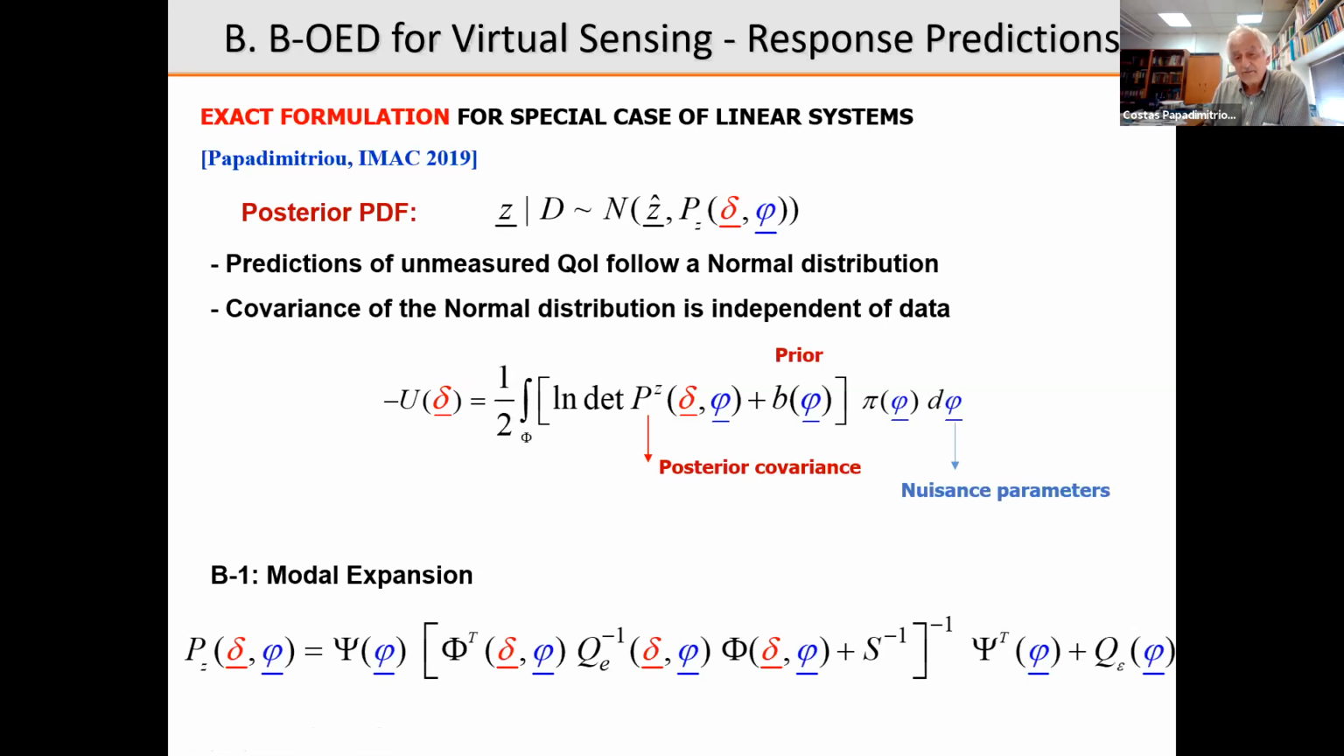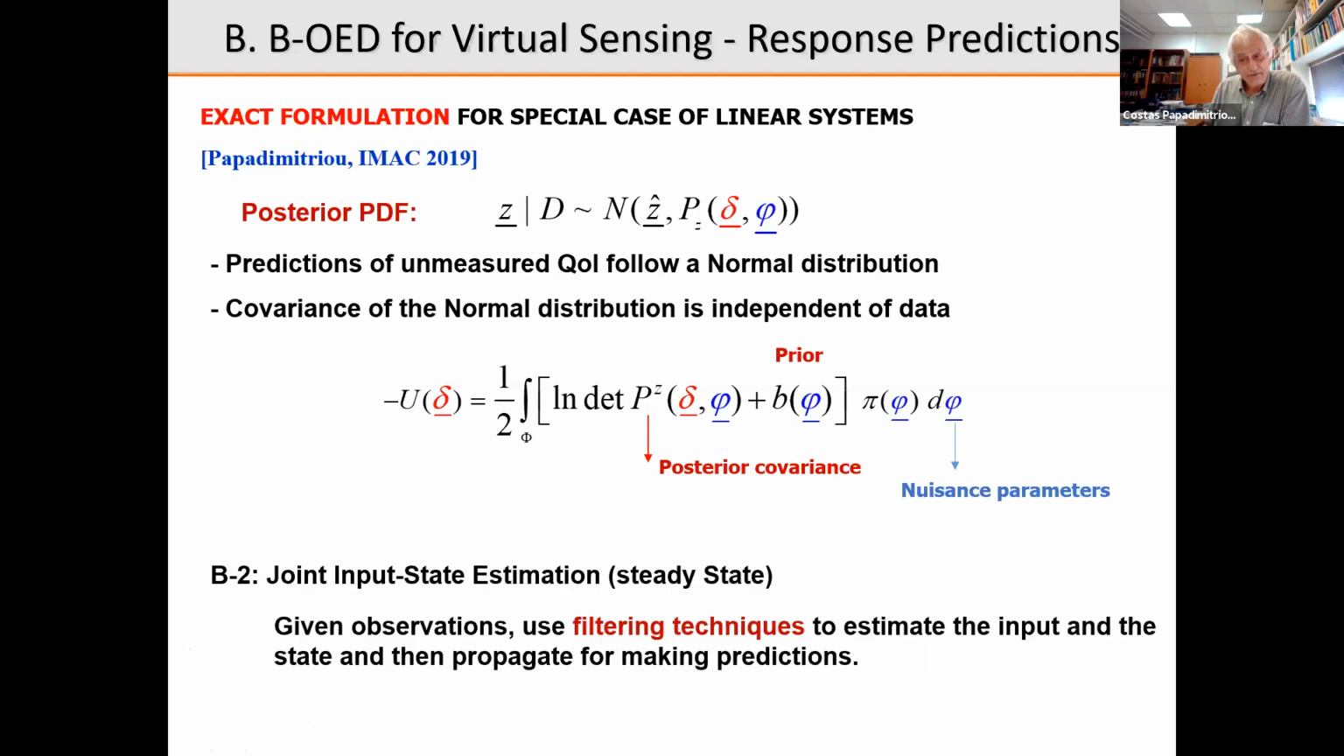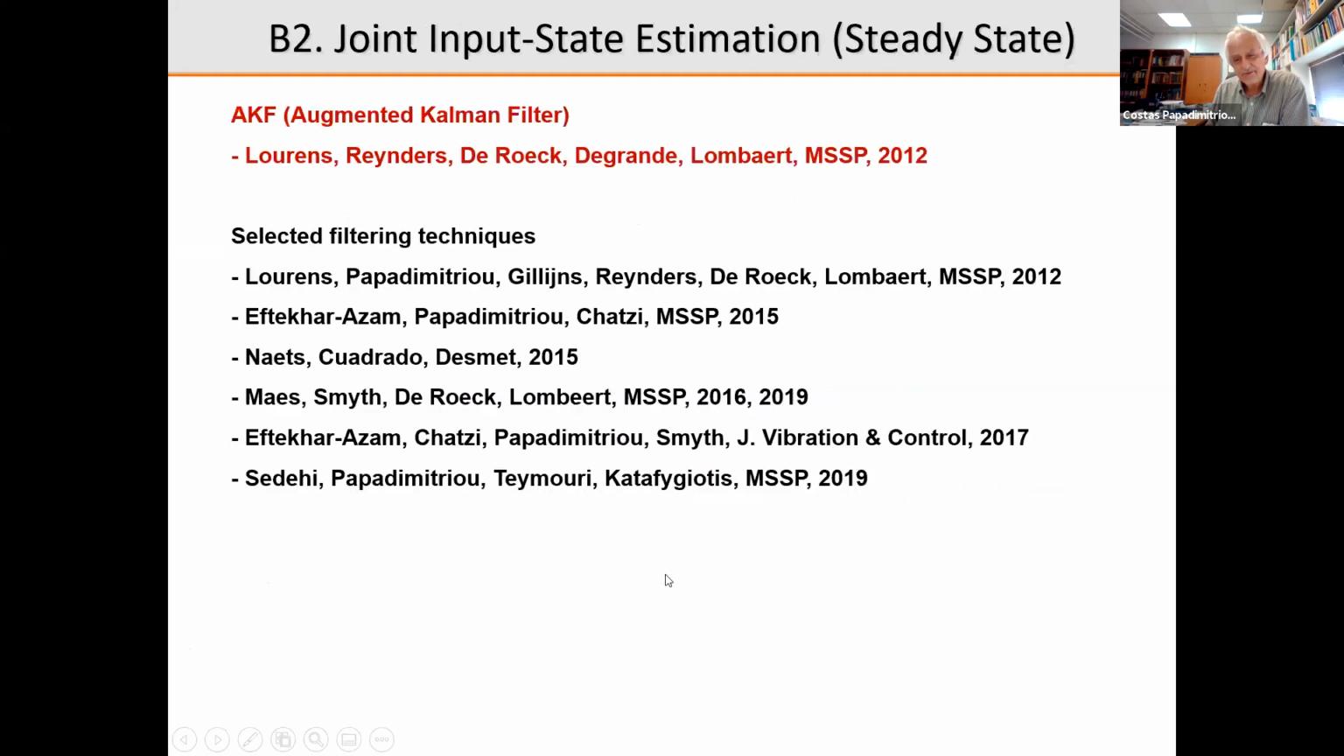And this formula does hold in the special case of a linear system when you make predictions using modal expansion. The formula that you see here gives the covariance matrix. I will not go into the details on this. Or you could do the same and get the exact expressions when you use joint input state estimation techniques, where you take the steady state response. And this is a selected list of filtering techniques. In the results that I will show you, I'm using the augmented Kalman filter.